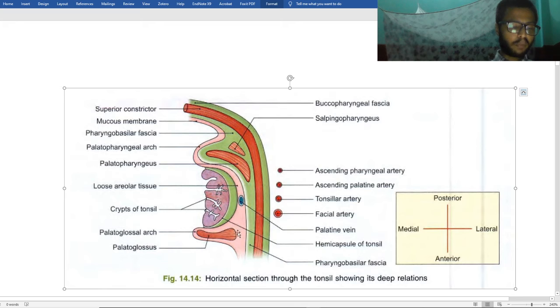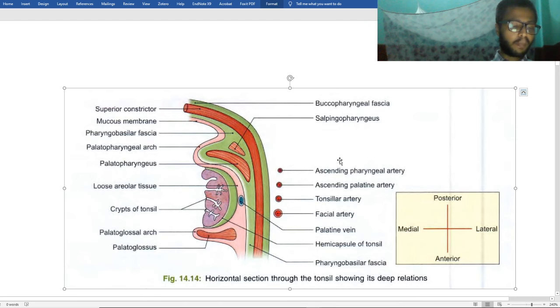The anterior border is related to the palatoglossal arch. The posterior border is related to the palatopharyngeal arch with its muscle. The upper pole is related to the soft palate and the lower pole to the tongue. Plica triangularis is a triangular vestigial fold of mucous membrane covering the antero-inferior part of the tonsil.